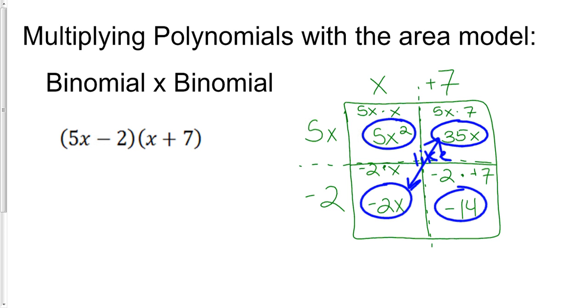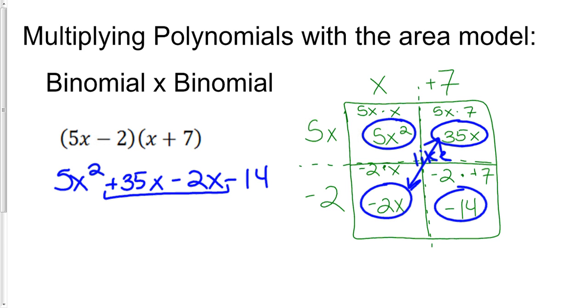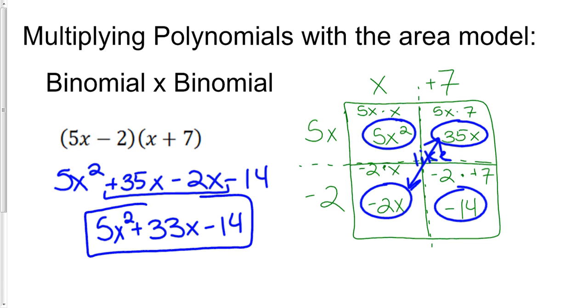So when we write our answer, we've got 5x squared. We've got a 35x. We've got a negative 2x, and we have a negative 14. These two terms in the middle, like I said, are like terms. So I'm going to add them together. 35 minus 2 gives me 33x. Then I bring down the minus 14 and the 5x squared. And there's my final answer.